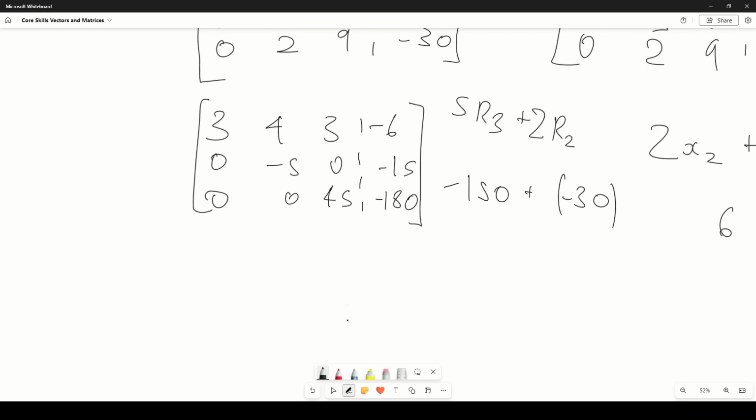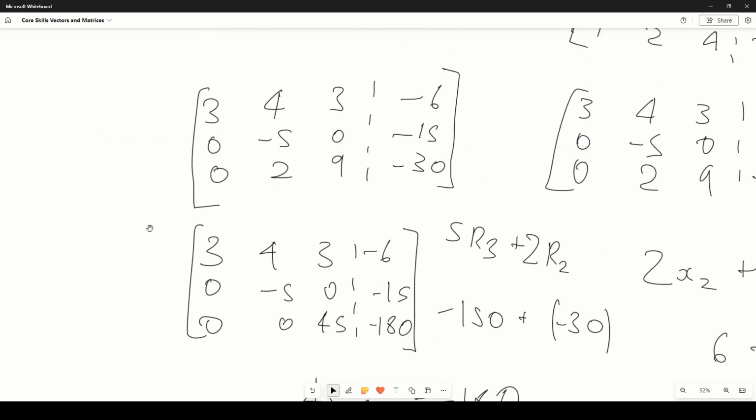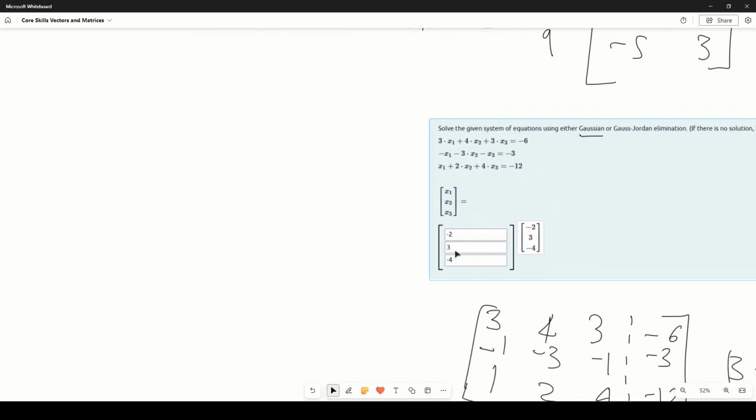The question is, has this worked? 45 x3 should give us minus 180. And if we do minus 180 over 45, we get minus 4, which I believe, if we go back to the question, was the value of x3.